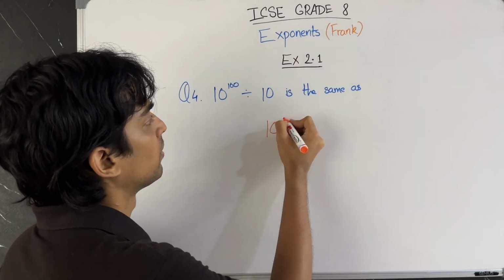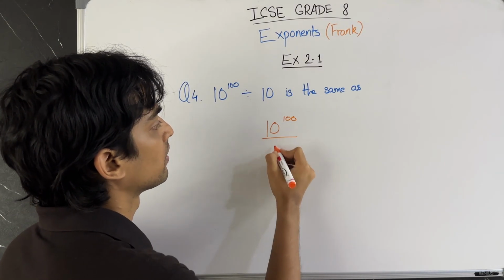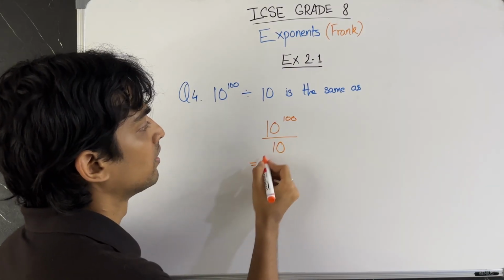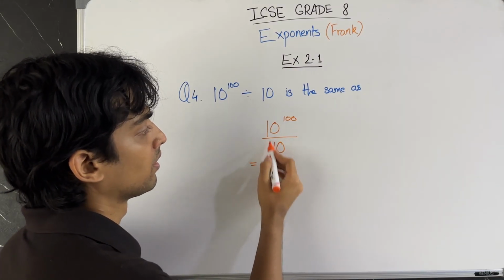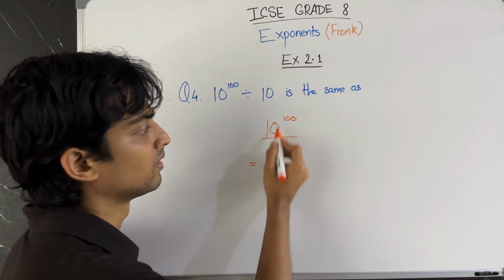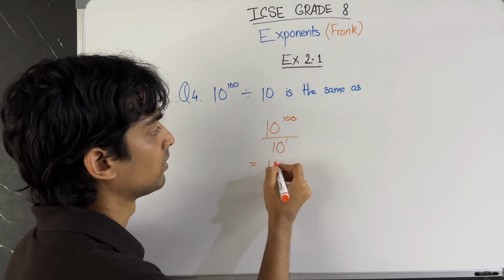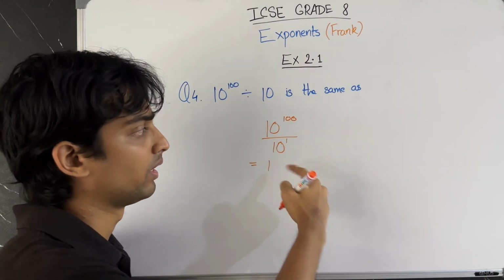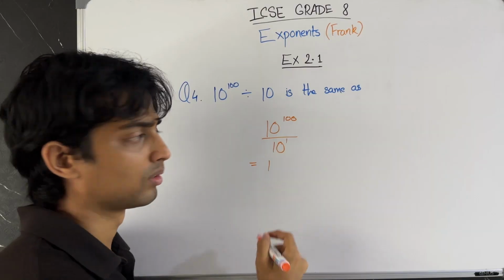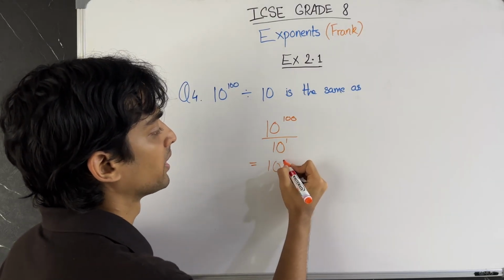Question 4, we have to simplify this. We will get 10 raised to 100 upon 10. Now this is nothing but, this is power 1, this is power 100. So 100 tens and 1 ten. So 1 ten cancelled here and cancelled here. So it will be 10 raised to 100 minus 1, 10 raised to 99.